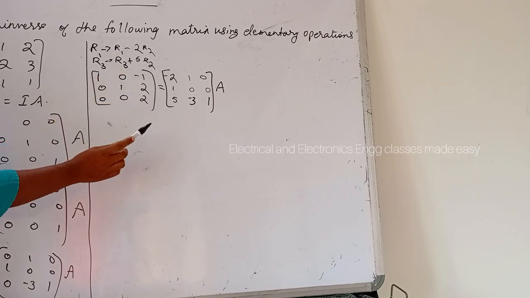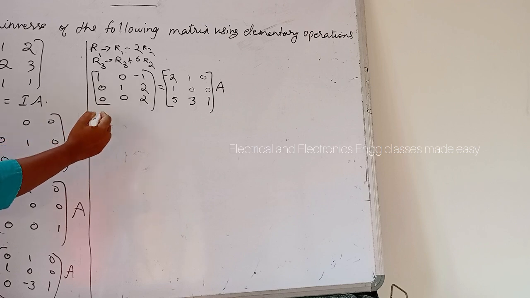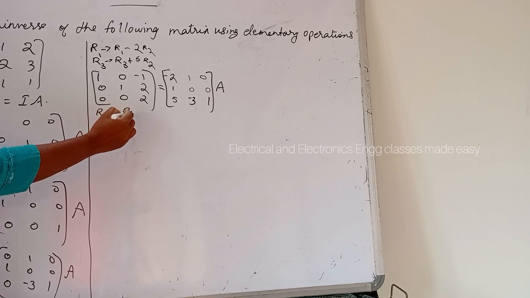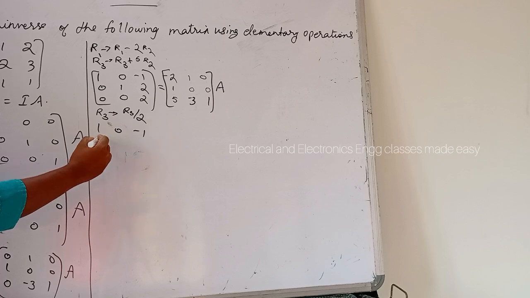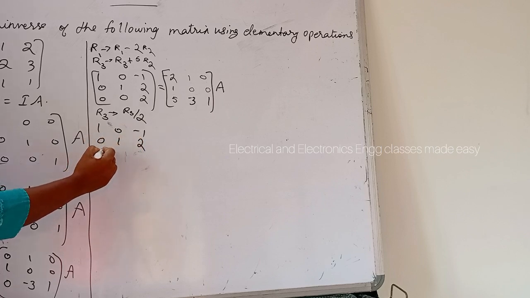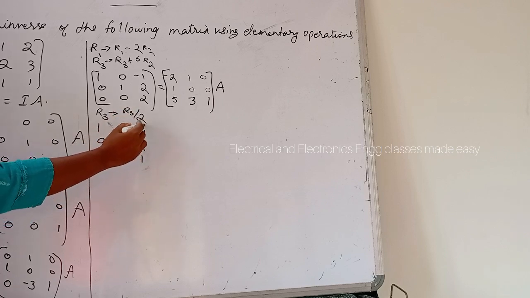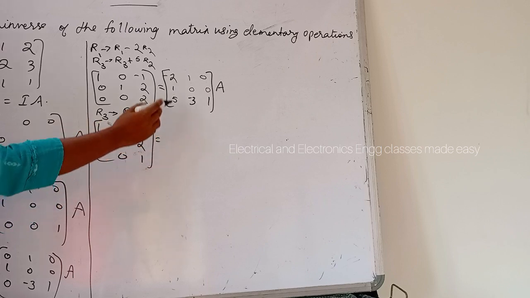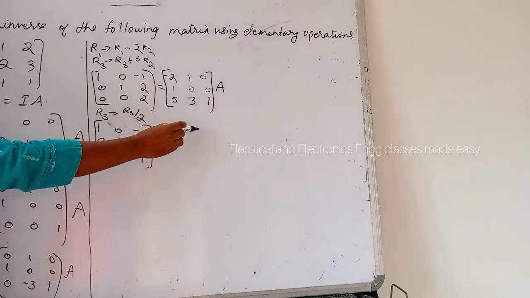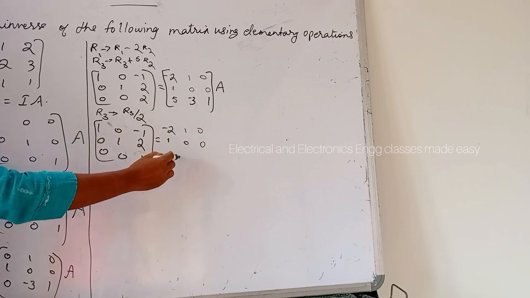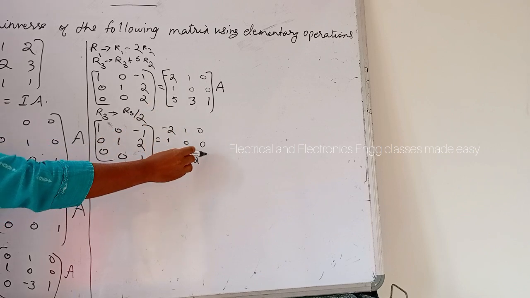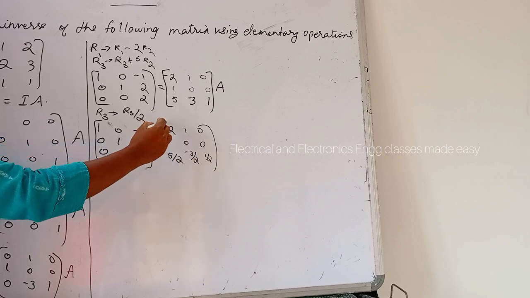So our next aim is to make the third element in the third row, the last element, 1. To make this 1, we have to divide it by 2. So R3 implies R3 divided by 2. Here we will get 1, 0, minus 1, 0, 1, 2, 0, 0, then 1. Similarly here also we have to apply that: 1, 0, 0. Here we will get 5 by 2, minus 3 by 2, 1 by 2, into A.